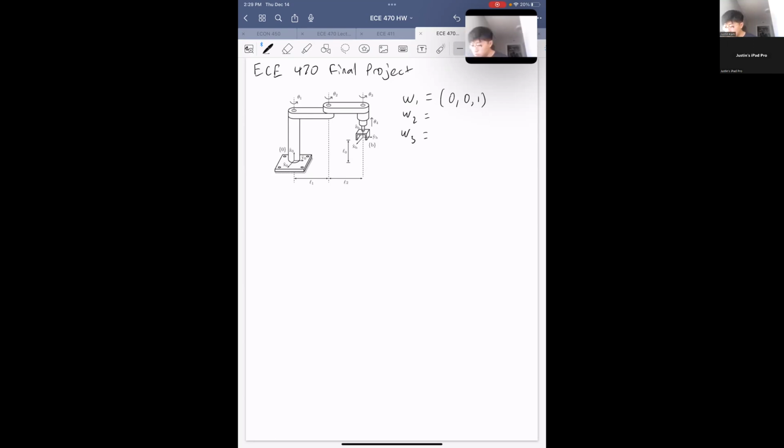Omega 2 and omega 3 can be found in a similar way. You can see both of these rotation axes are also aligned with the z, which means that these will also be the same. Finally, to solve for omega 4, we see that this last joint is not a revolute joint, it is a prismatic joint. And therefore, omega is 0, 0, 0, because that's what the omega is for prismatic joints.